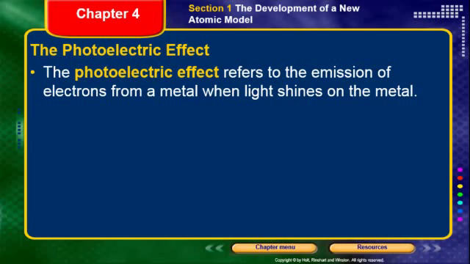But one of the big things that allowed us to get to this point is the photoelectric effect. Now, this was described by Albert Einstein. It's actually the reason that he won his Nobel Prize. But the photoelectric effect is fairly complicated in terms of what's going on. What we need to understand for this particular section is that the photoelectric effect refers to the emission of electrons from a metal when light shines on the metal.